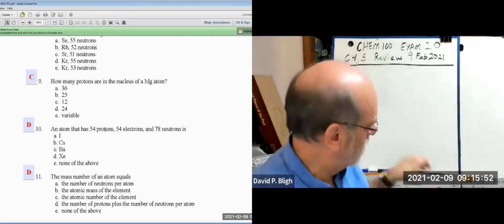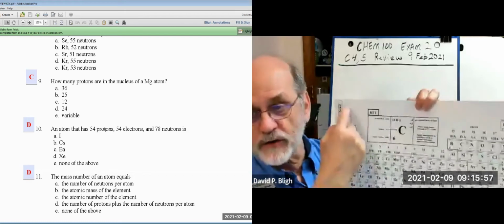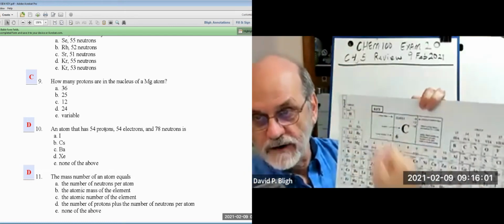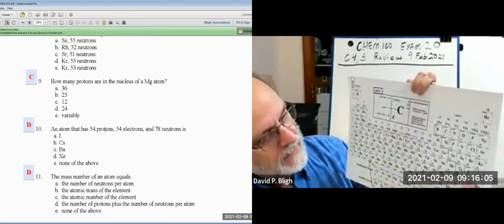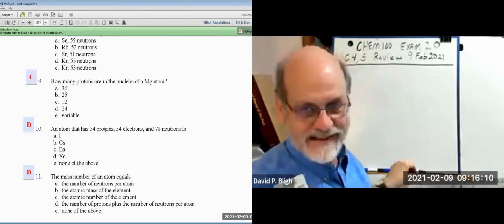So 54 protons. You just take your periodic table, and it starts from small numbers at the top going down and across. So you just follow it down till you find 54. And it looks like that's xenon. Xe for xenon.